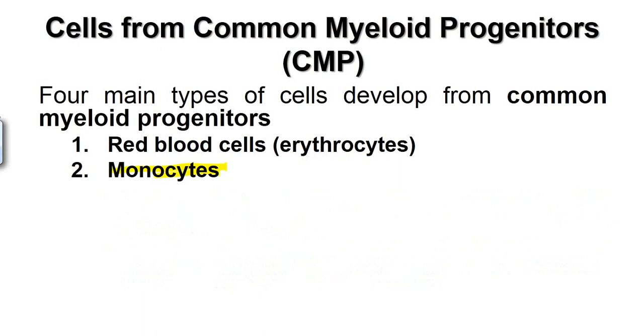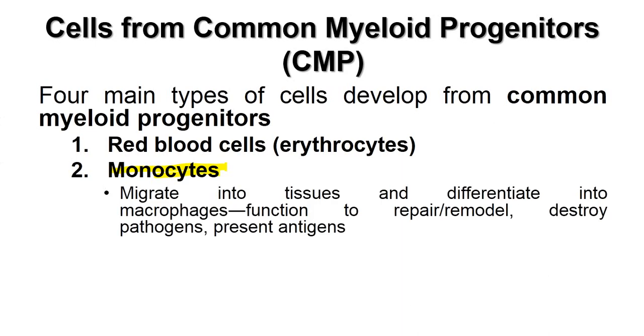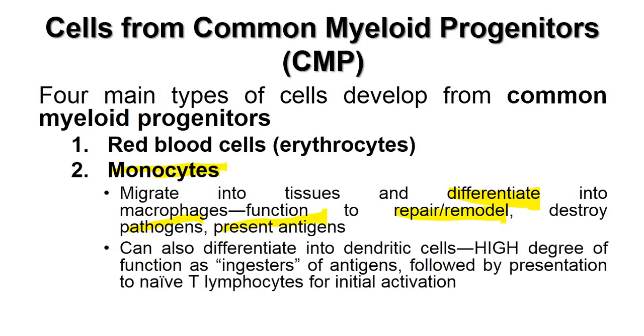coming to monocytes, monocytes migrate into tissues, and after they migrate into tissues, they would differentiate into macrophages. These macrophages would help in repair, remodel, as well as for destruction of pathogens. And the macrophages also present antigen when need arises. These macrophages can also differentiate into dendritic cells.